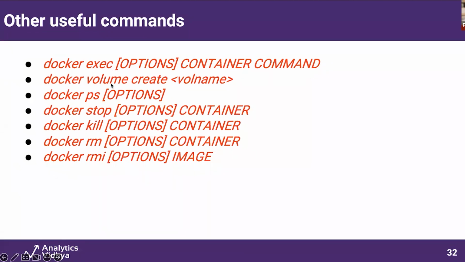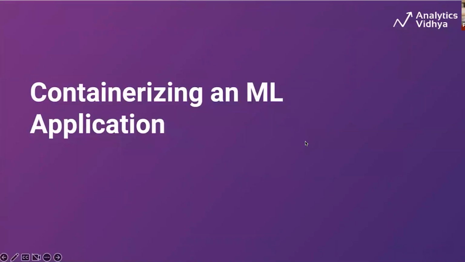We use exec. Then there's volume if you want to create a volume, which can be persisted. You have docker ps to see all the running containers or stopped containers. Then you have docker stop, right? So you can stop the container, kill the container, remove the container. You can remove the image also. So those are the Docker commands. Now coming to containerizing an application, right?